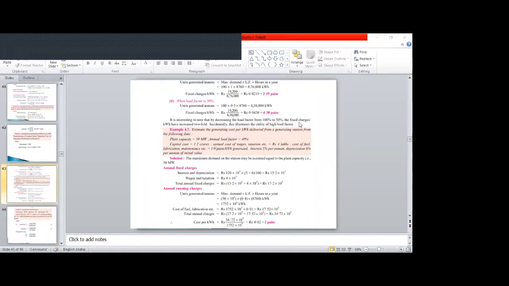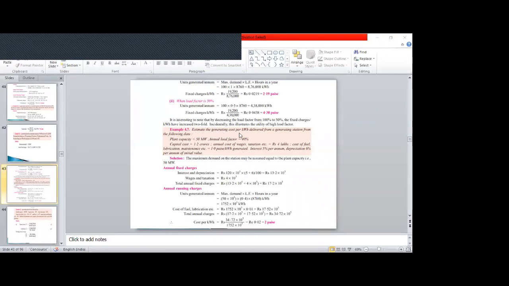So write down this point also. By decreasing the load factor from 100% to 50%, the fixed charges per kilowatt hour are increased. So that's why high load factor is desirable always. Okay. Hope you have completed this problem. So next problem you can write down.